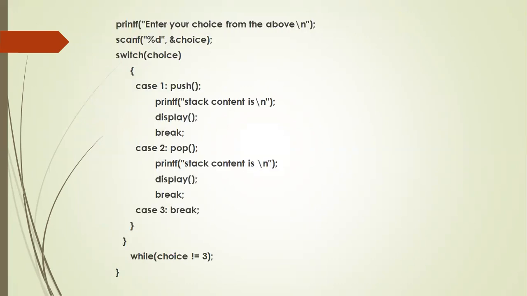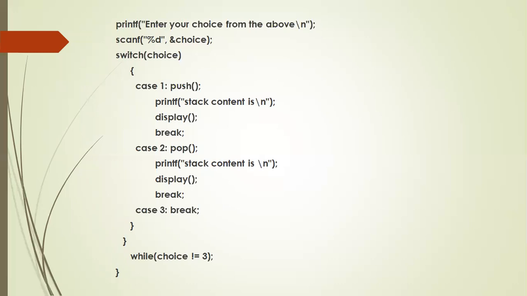Now, out of these three, 1, 2, 3, the user can input any number he wants. So scanf %d ampersand choice. Okay, switch choice. Assume that I have given the choice value as 1. Switch based on the value of choice: case 1. Case 1 means I have to go for the push operation.